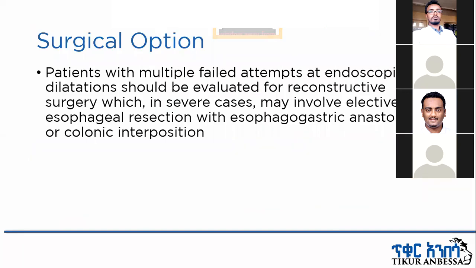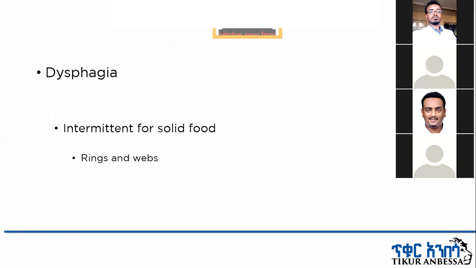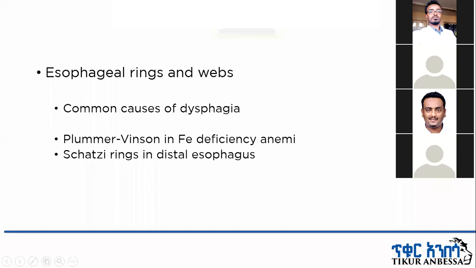Surgical options. Some patients who fail endoscopic management might be candidates for a surgical intervention, actually. So coming back to dysphagia, the remaining group of patients have intermittent dysphagia for solid food. If you get a patient with a history of intermittent dysphagia for solid food, and in between being fine, then you have to suspect the possibility of rings and esophageal webs. Another differential diagnosis to consider is eosinophilic esophagitis. These are common causes of dysphagia.